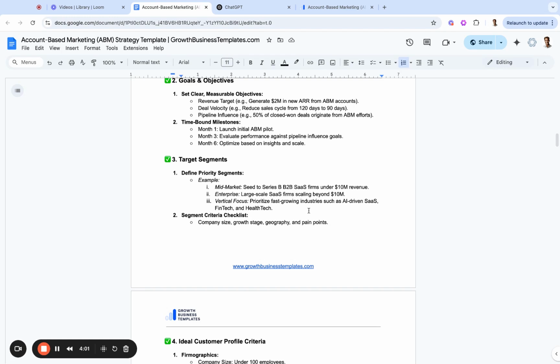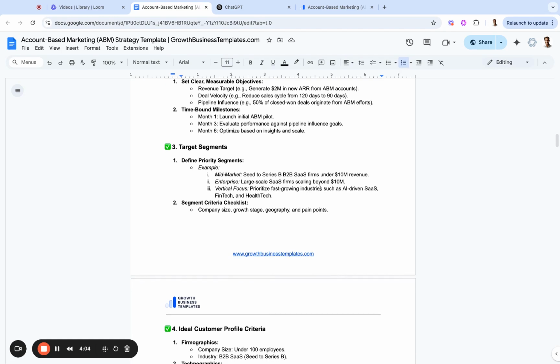Then we get into the target segments. And so in this case, when you think about segments, these are different market segments. They could depend on the company size. It could be industry vertical, but these are segments of the market that you're going to target with your initiatives. And this is such an important piece of the puzzle.